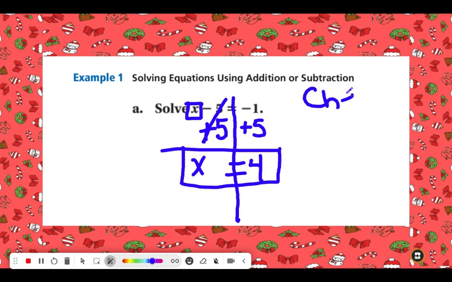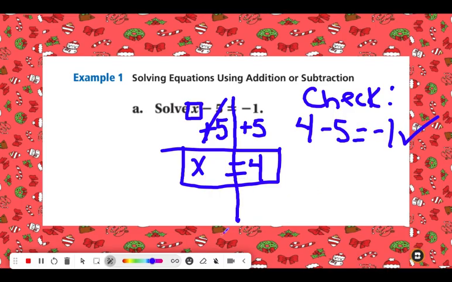So now we check by substituting in. You should get 100 on this section if you just check your answer. So I'm just substituting in. We got 4 for x minus 5. Does that equal -1? Yes, it does. Our answer is correct.